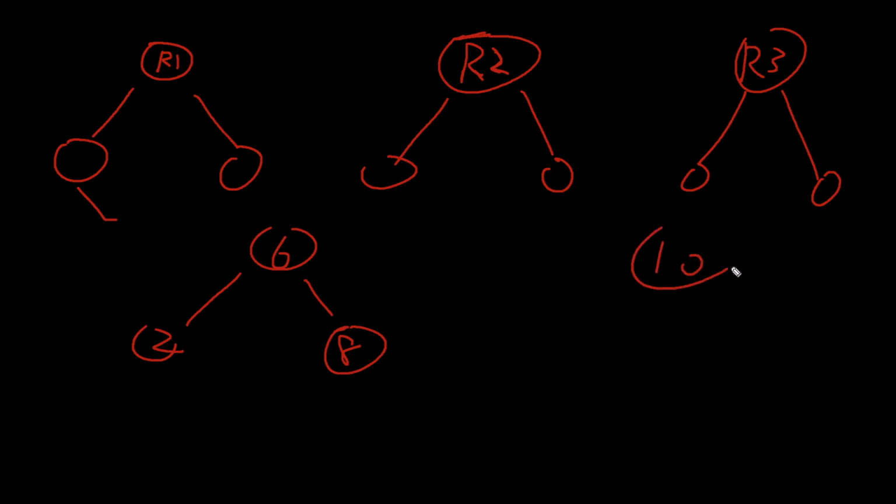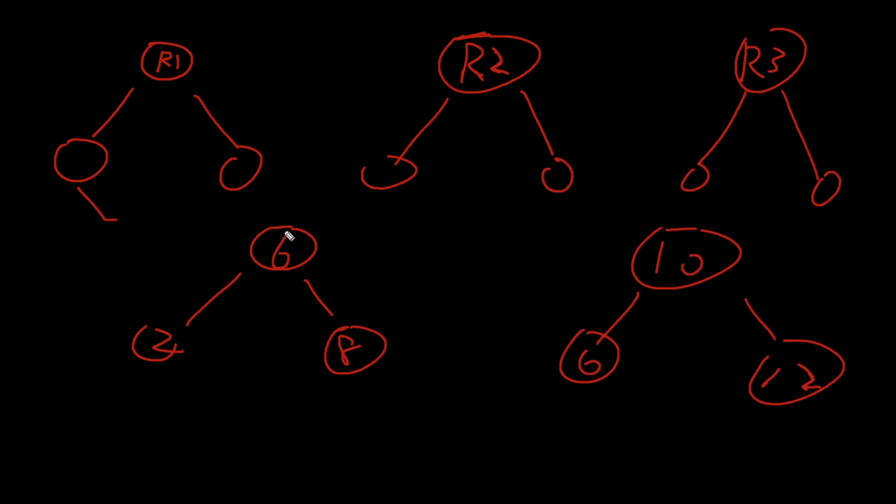Let's say 10, 6, right? And then 12. Okay, how about this? I'm saying that the 6 can never be the root node. And why is that?